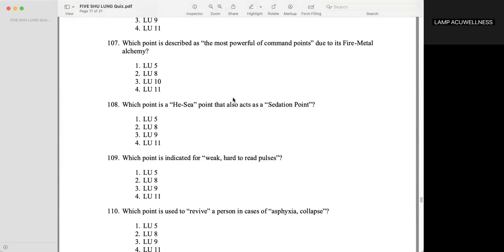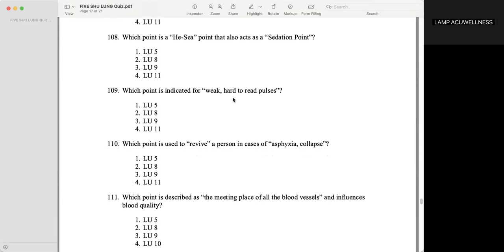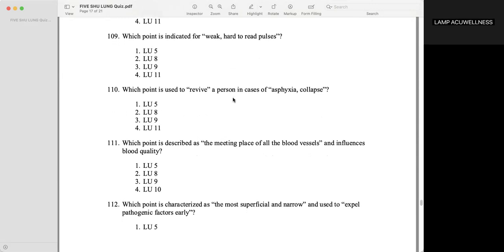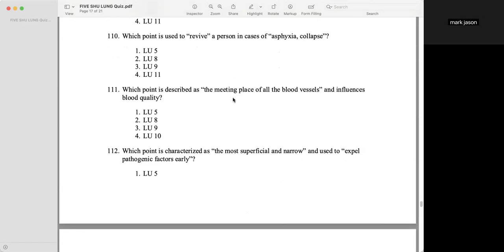Which point is described as the most powerful of command points due to its fire metal alchemy? Lung 10. Which point is a Halsey point that also acts as sedation point? Lung 5. Which point is indicated for weak, hard to read pulses? Lung 9. Which point is used to revive a person in cases of asphyxia, collapse? Lung 9. The answer is lung 9.